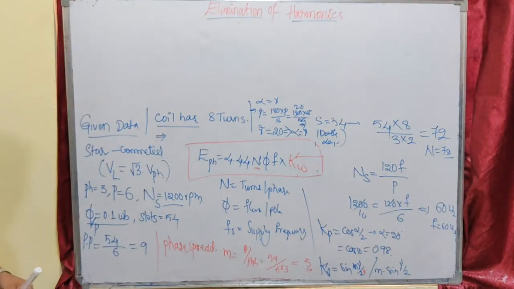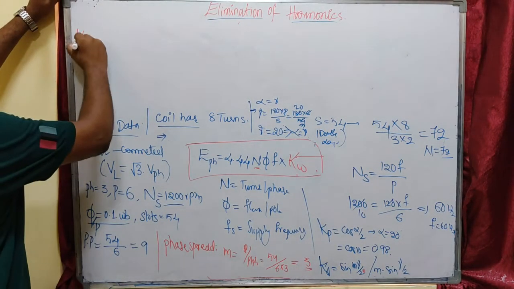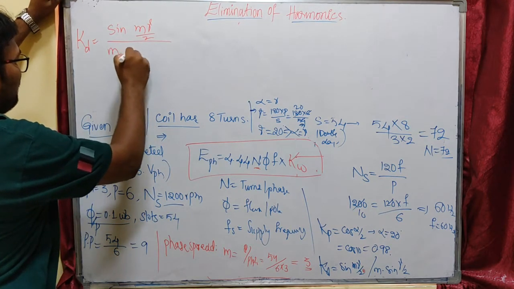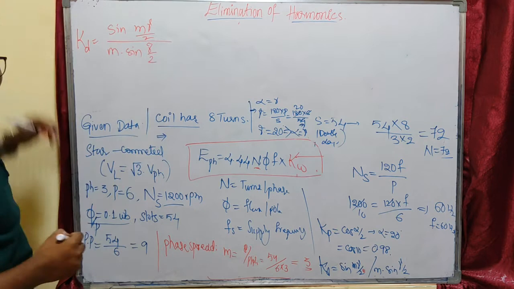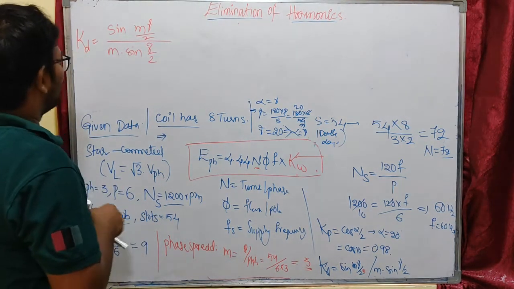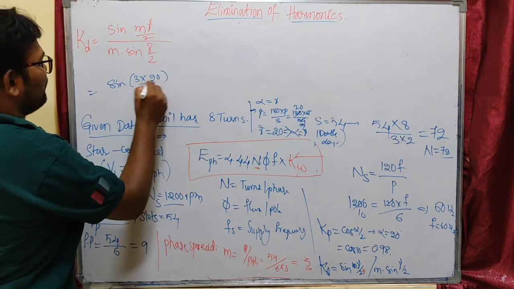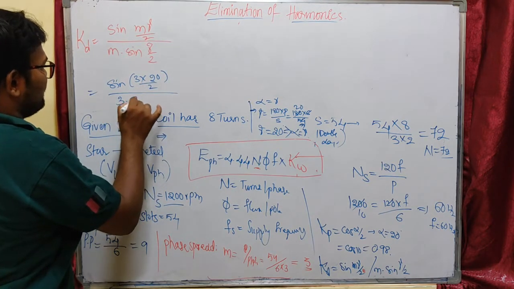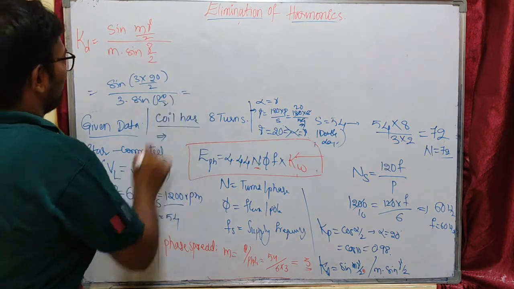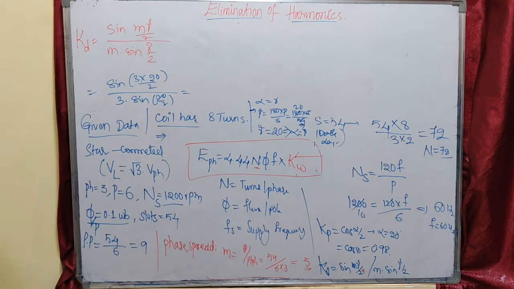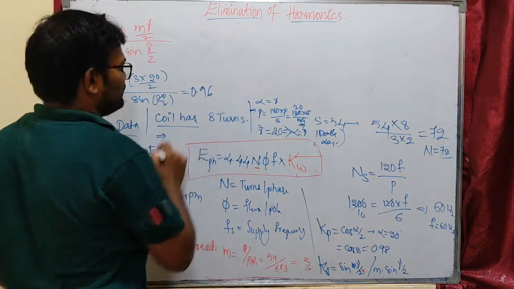Now let us see what Kp and Kd are. Kd is sin(mγ/2) divided by m sin(γ/2). So this is the expression for Kd. Now let us find Kd: m is 3 here, and γ is 20 degrees. So Kd is sin(3×20/2) divided by 3 sin(20/2). If you put these values in the calculator, you get 0.96. So my Kd value is 0.96.